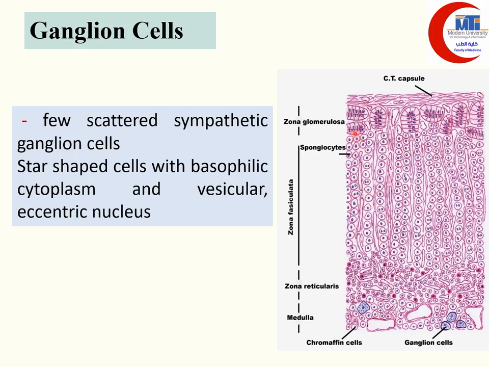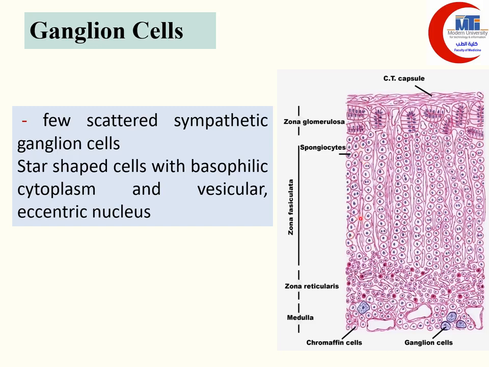The second zone called zona fasciculata. This zone formed of cords or columns of cells beside each other and separated by fenestrated blood capillaries. This zone secretes the main hormone of suprarenal gland, which is called cortisol. Cortisol hormone is an anti-inflammatory and immunosuppressive hormone.